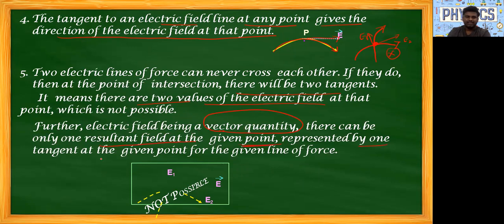Represented by one tangent to the given point for the given force. Here we are taking one electric line of force and another electric line of force. If we draw the tangents E2 and E1, two electric field directions at one point is not possible. So if we draw the resultant, that is the only electric field direction. That will be represented more precisely in the diagram.